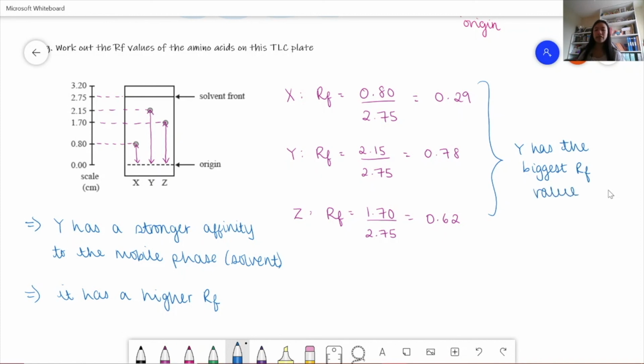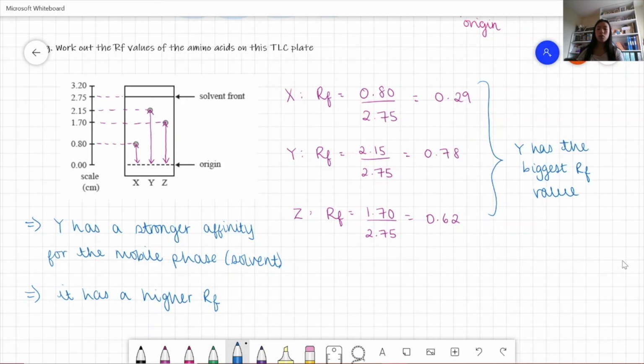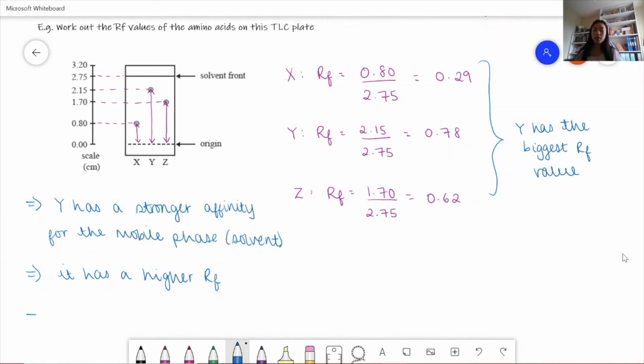It's probably best to say 4. So Y has a stronger affinity for the mobile phase. And so that's why it moves further up the plate. And from all the RF values, we can see that Y has the biggest RF value. And so what we can take away from this is that higher RF values means that we have a higher affinity for the mobile phase.